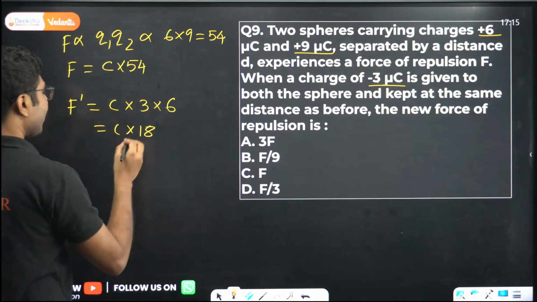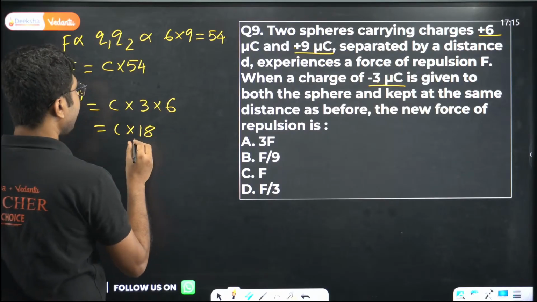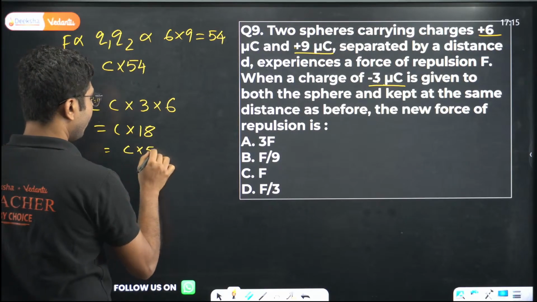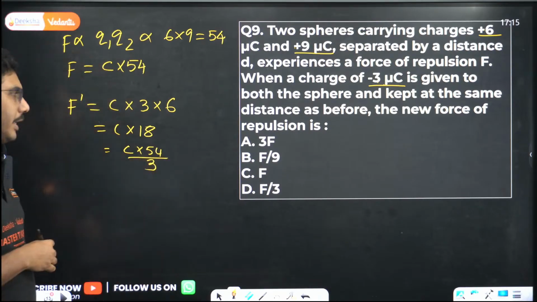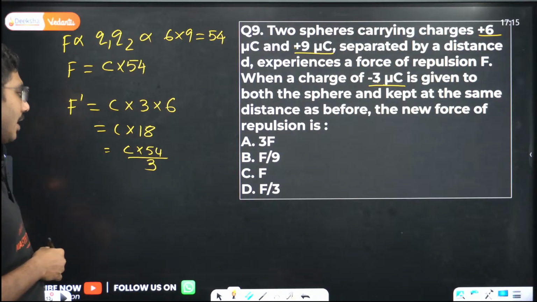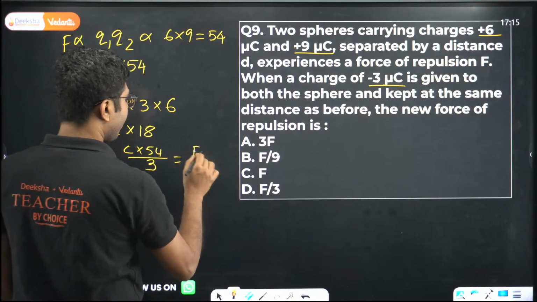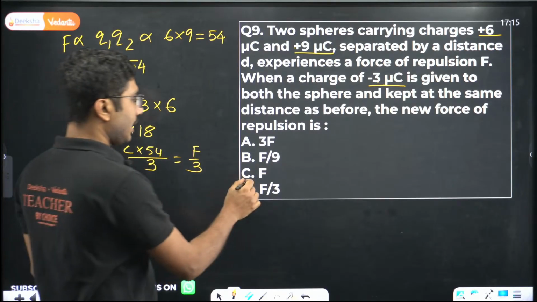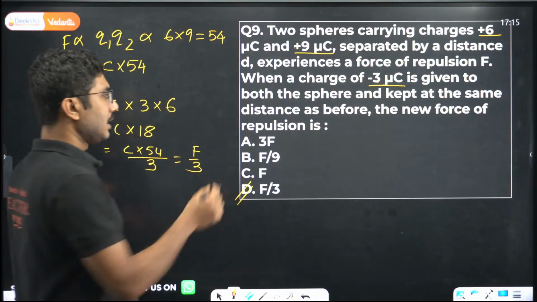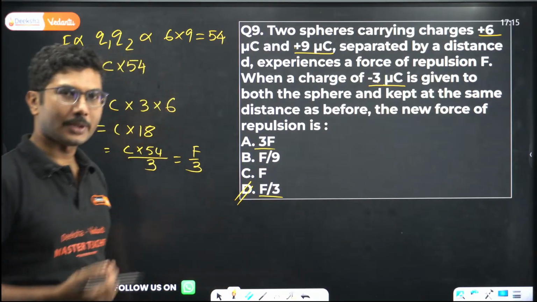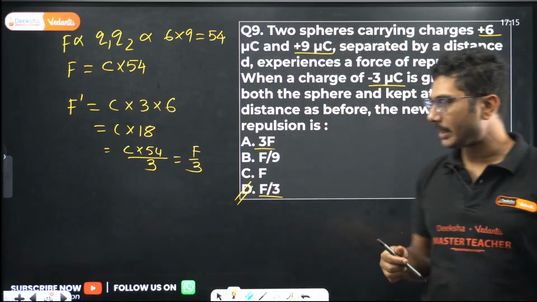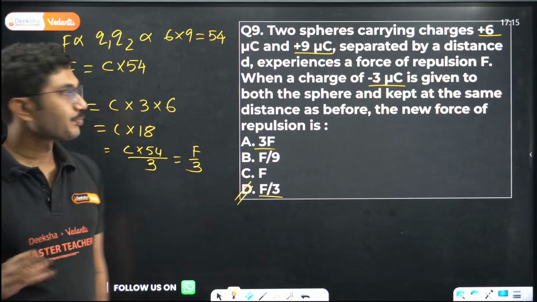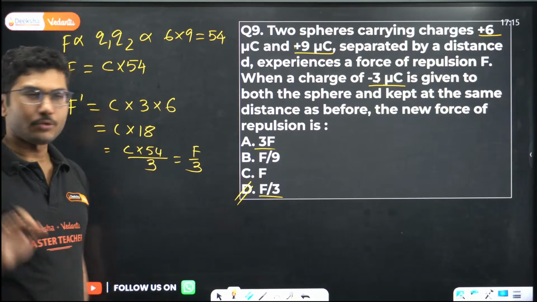Now if you consider that, it will be C into 54 by 3. Okay, 3 sixes are 18, yes. So this will be basically F by 3. So the new force is basically F by 3. Okay, and if you want to guess, 3 is given in both options, so one of them must be correct, either 3F or F by 3. So generally they repeat the option for the correct answer, right? So this is also a very, very important point to note.